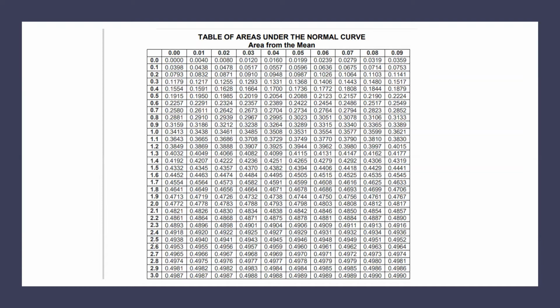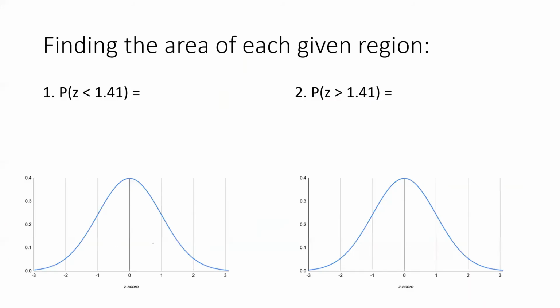So by the way, this is the z table which contains the area from the mean. I would rather use this so I won't get confused in terms of finding the area according to the given z value. So this is the z table that I am using for the rest of the examples. So now we're going to find the area of each given region. First we're going to look for the area wherein z is less than 1.41.